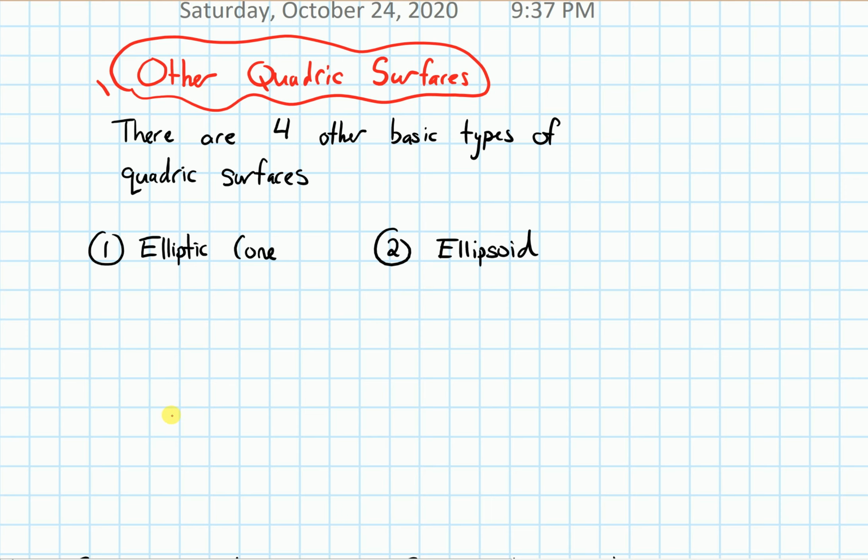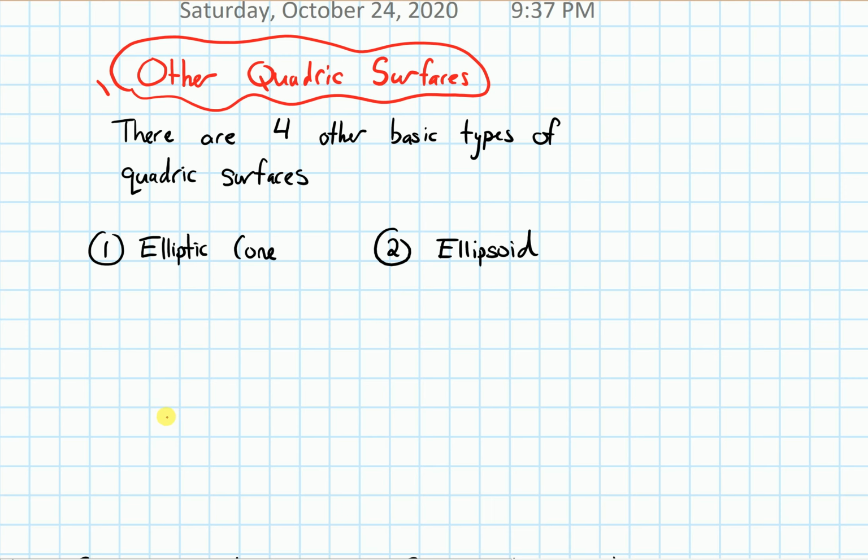In this video, we will talk about the other types of quadric surfaces. So far we've seen elliptic paraboloids and hyperboloids of two sheets. There are four other basic types of quadric surfaces. I'm briefly just going to sketch what these look like, but our method of using cross-sections will help us draw any one of these.